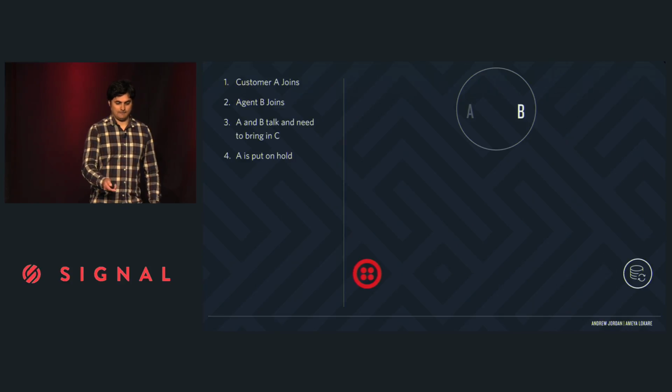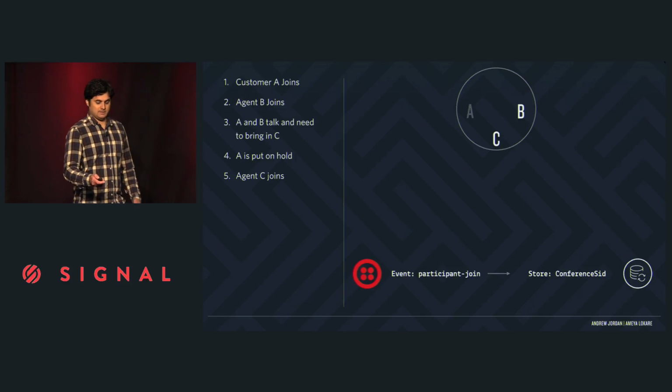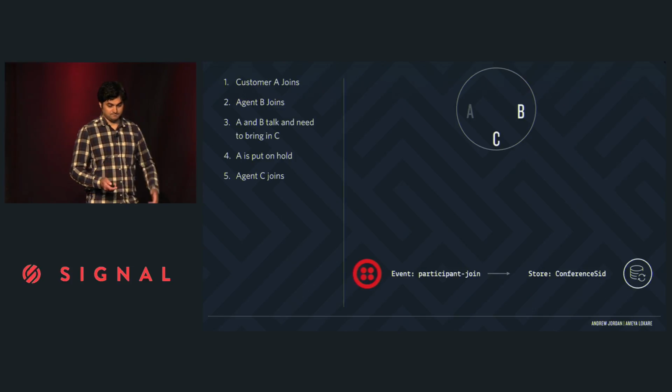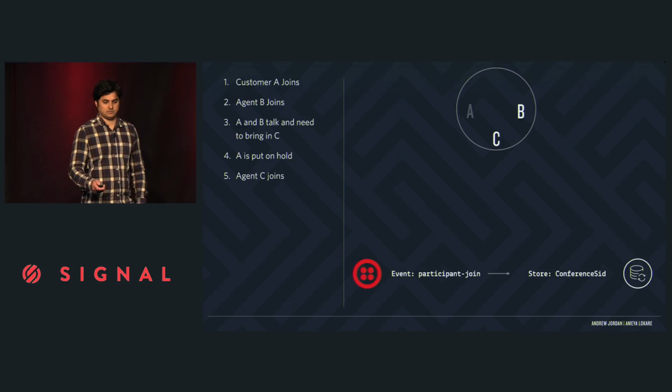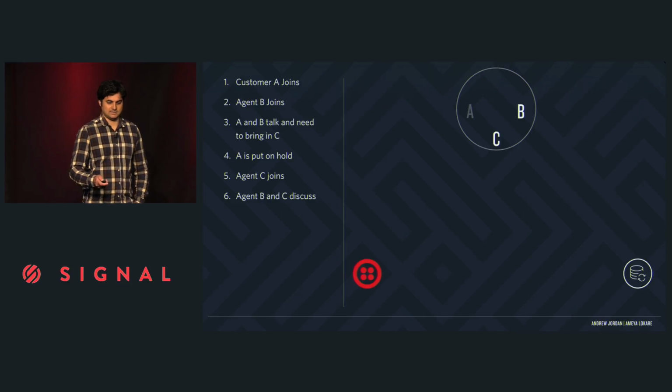Now we'll call out to C, who joins, and we also get another participant join event to your application, just as we did for the previous two participants. Now the customer, the agent, and the supervisor talk to each other. They decide that the supervisor needs to come into the conference.